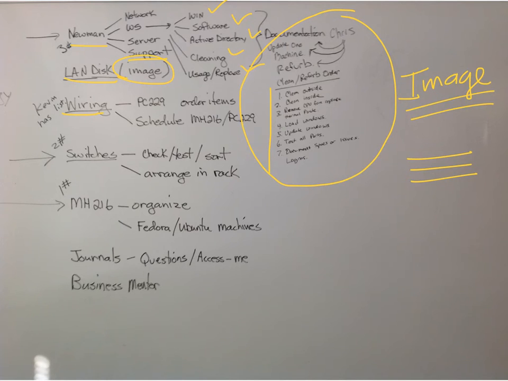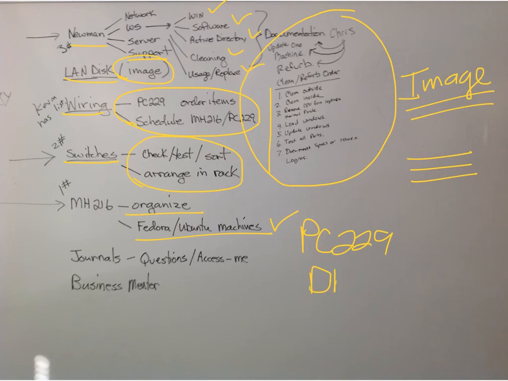Wiring, we're going to order some of the parts, and then we're going to set a date to actually do that. The switches, we've got some work to do with those. We didn't get too far on that yet. We got 216 organized. We got these machines up and running in PC 229. They're on DMZ 1.